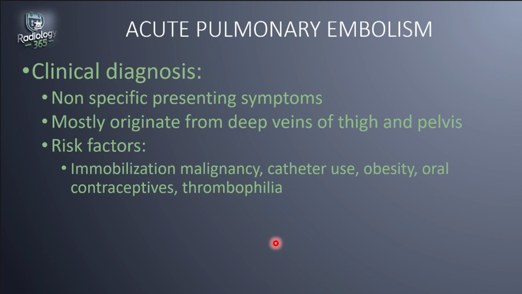The diagnosis of pulmonary embolism can be very challenging because the presenting symptoms are both common and non-specific, including signs like dyspnea, tachycardia, and pleuritic chest pain. Most pulmonary emboli originate in the deep veins of the thighs and pelvis, and the risk factors for deep vein thrombosis may include immobilization for a very long time, malignancies, catheter use, obesity, oral contraceptive use, and thrombophilia. Approximately 25% of patients with pulmonary embolism do not have any identifiable risk factor.